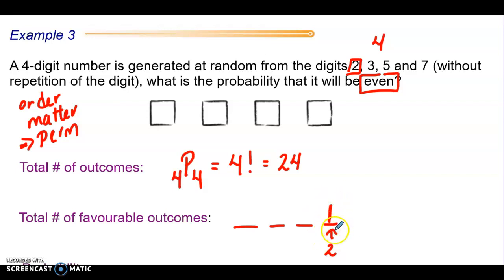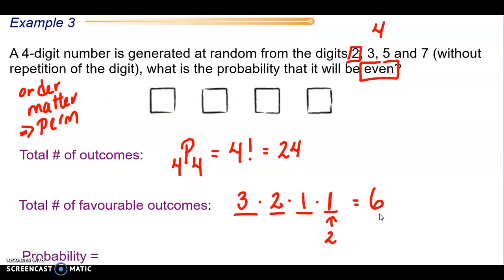Once that number is placed, that means there are now 3 digits available that we can choose from to place in the first position. And similarly, there are 2 digits for the second, and there's one final choice for that third position. There are 6 ways for the favorable outcomes.